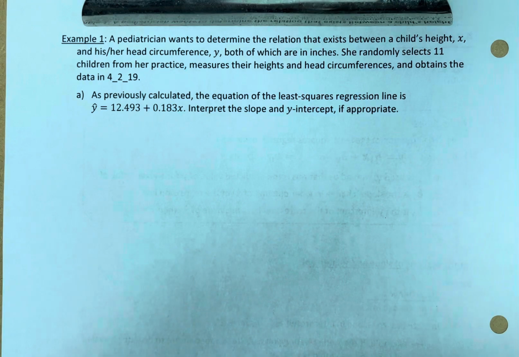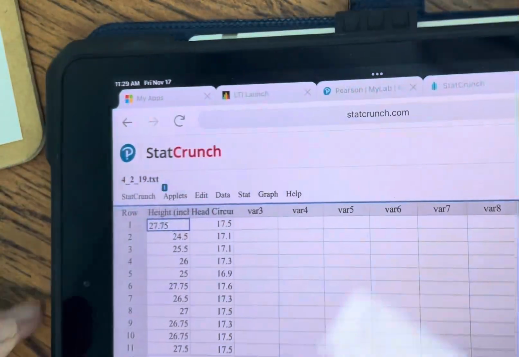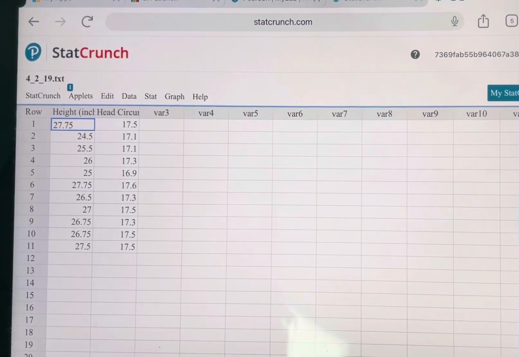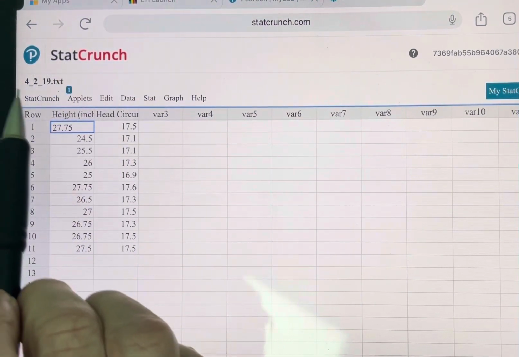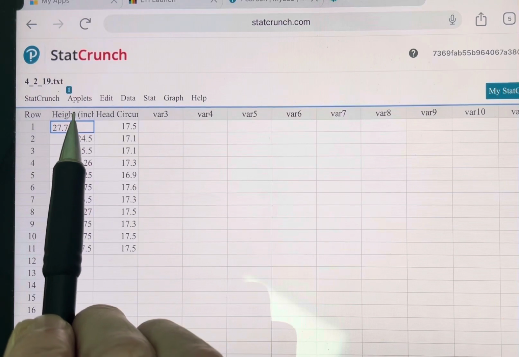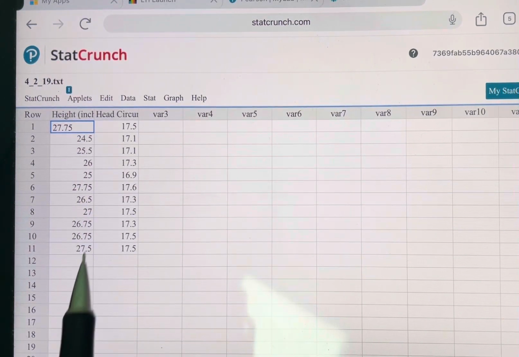4_2_19. And I will quickly show you that. This is the data we saw, and again, we saw this in a previous example, 4_2_19. And here are the heights of the 11 children and their corresponding head circumferences.